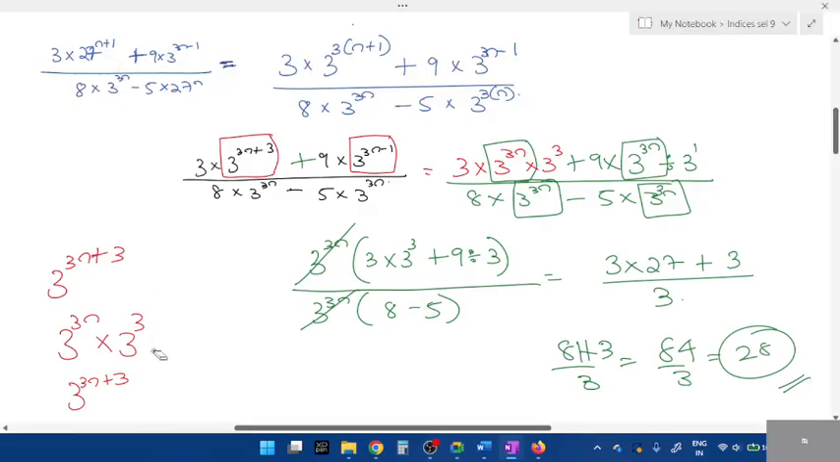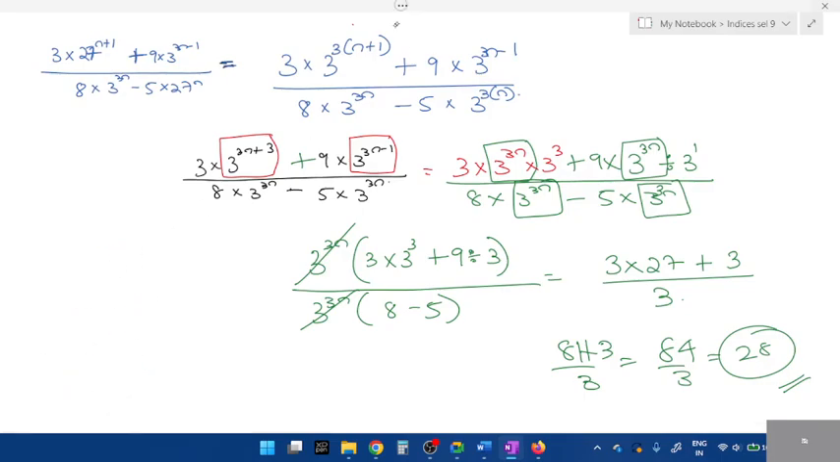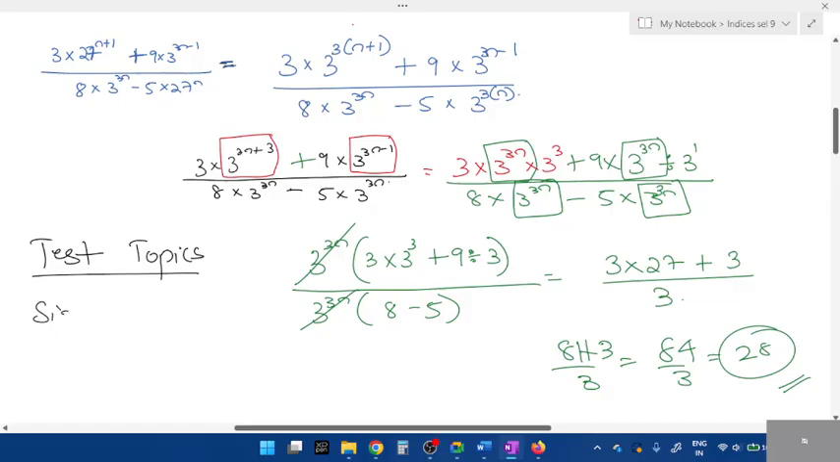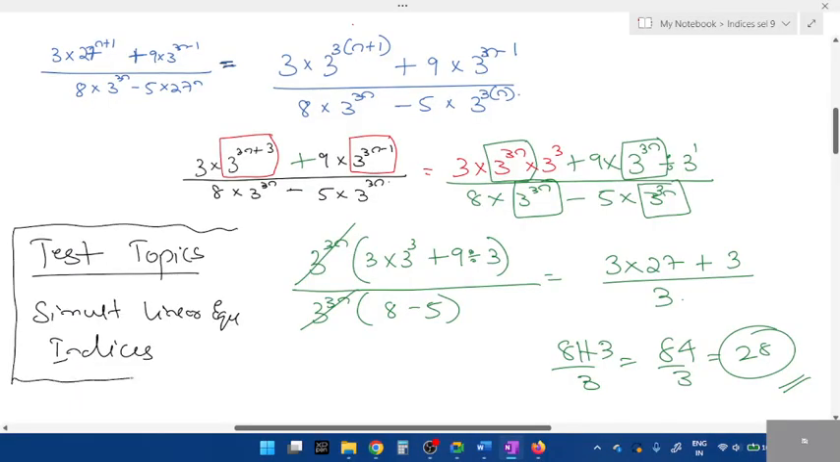Just a minute. Have you done it? Okay, for Pradesh, it is only indices. Okay, and for others, simultaneous linear equation and indices together. Whatever you have done so far, it will be an offline test. I'll send you all the paper. You have to complete and send it.